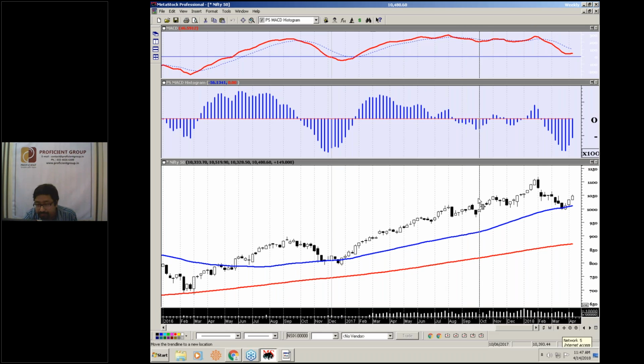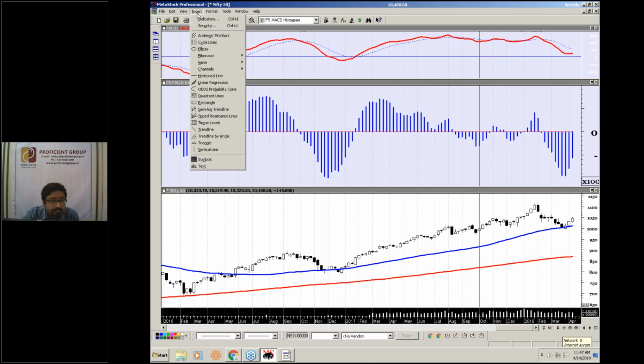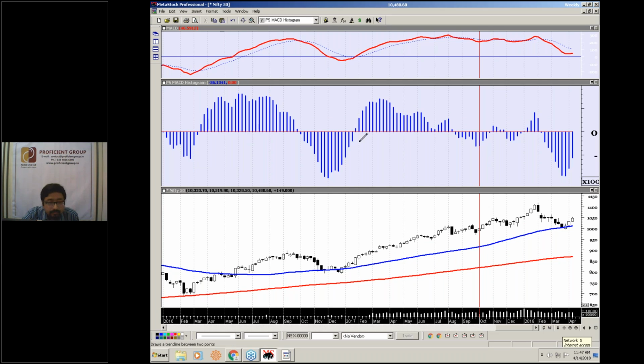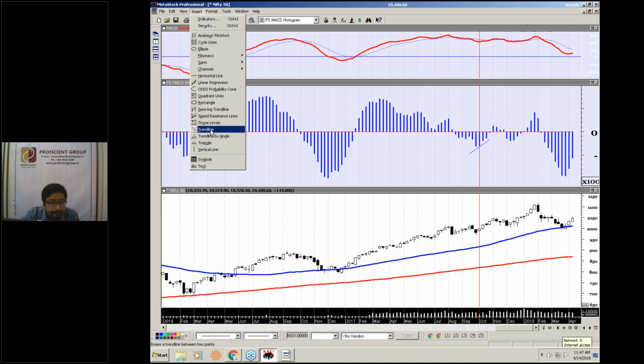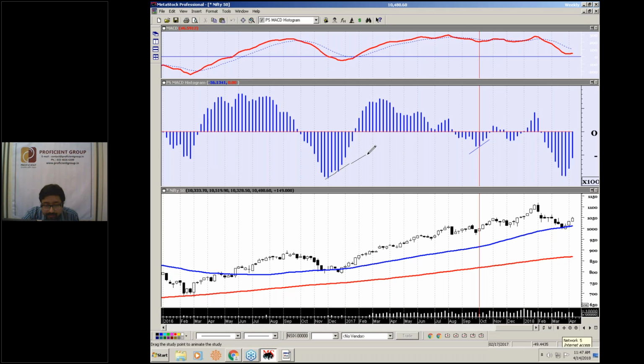Now come to this region. Again, we are seeing that MACD histogram has traced a negative value here, and it is rising here. How to define the rising slope? By rising slope I mean this. So this was the time when MACD histogram was actually rising.